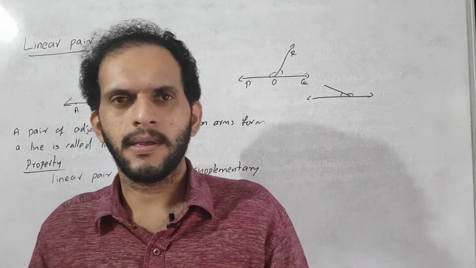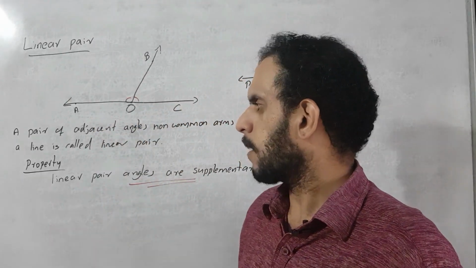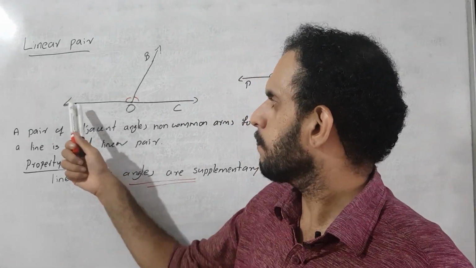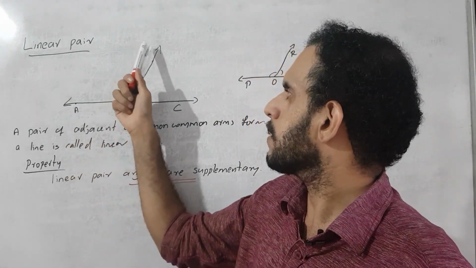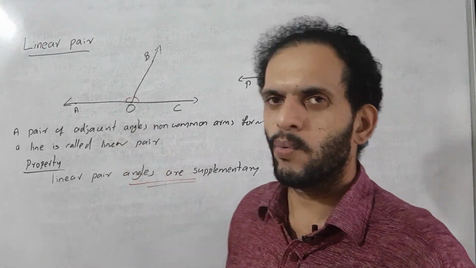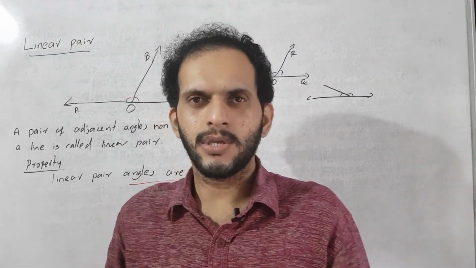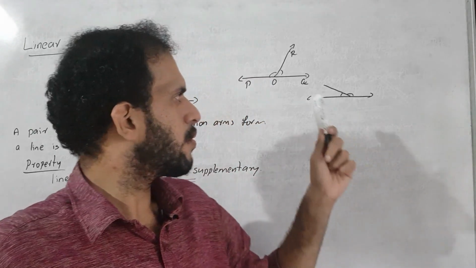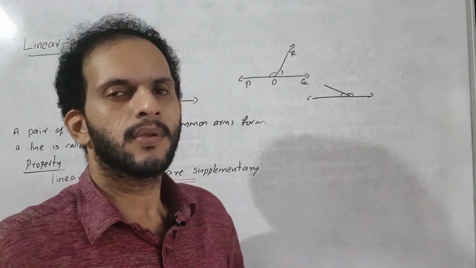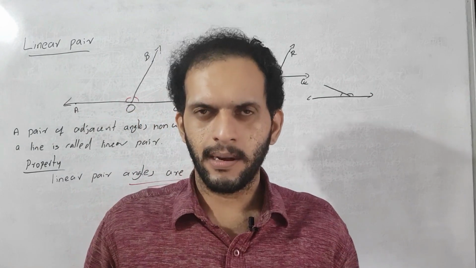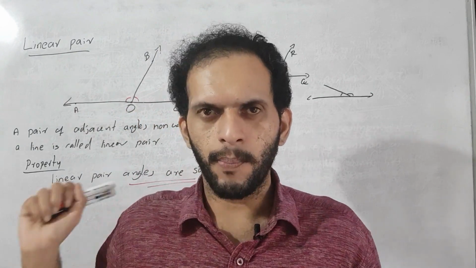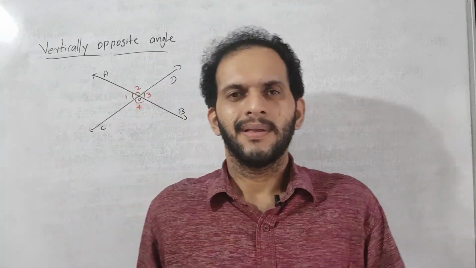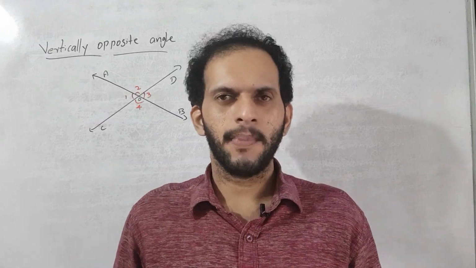The property of linear pair is that the linear pair angles are supplementary. That means in this example, angle AOB plus angle BOC is equal to 180 degrees. Okay, and don't forget the position also where we get the linear pair. That's very important, the linear pair and its property. Clear?